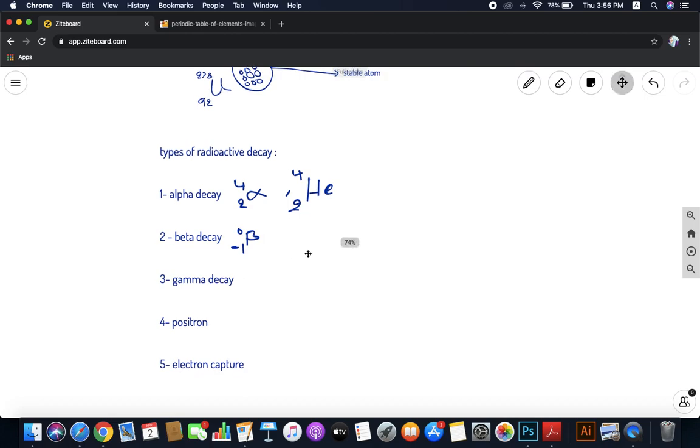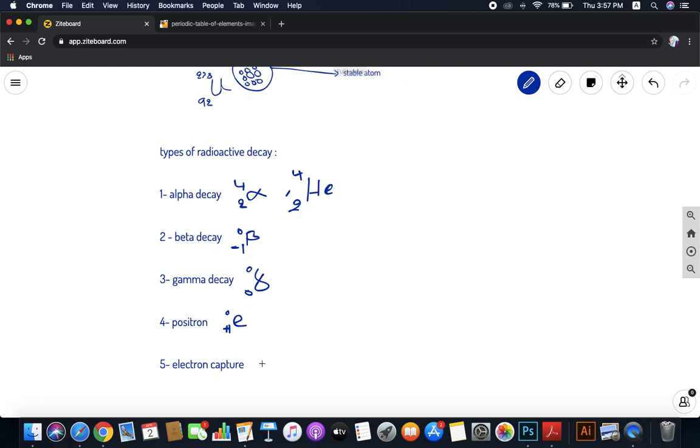Now gamma, this is the symbol of gamma. It has 0 atomic mass and 0 charge. Positron is the positive electron. It's an electron with 0 atomic mass, and +1 is the charge.